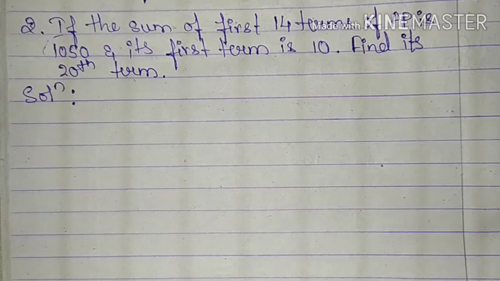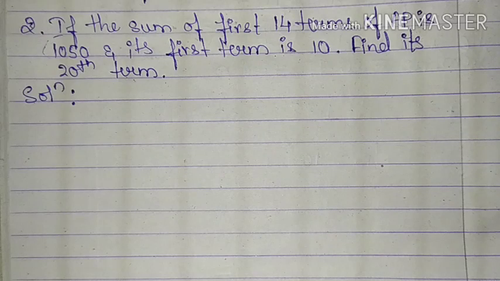In the second question, if the sum of first 14 terms of AP is 1050 and its first term is 10, find its 20th term. So in this case, they have given us sum of first 14 terms, that is S14. S14 is equal to 1050 and the first term, that is a, is equal to 10, and they have asked us to find the 20th term, that will be a20.